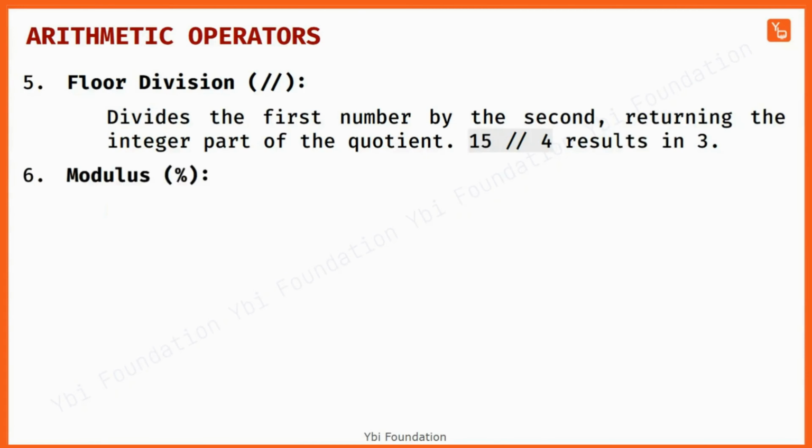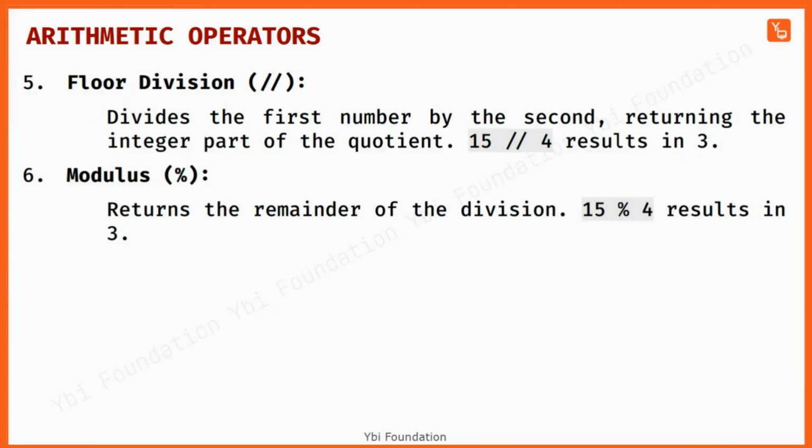The next is modulus, and it is also known as remainder. So it returns the remainder of the division. So in the same case, 15 modulus or percentage 4 results in 3 because if you divide 15 by 4, 4 3s are 12, the remainder is 3. So the output is 3.